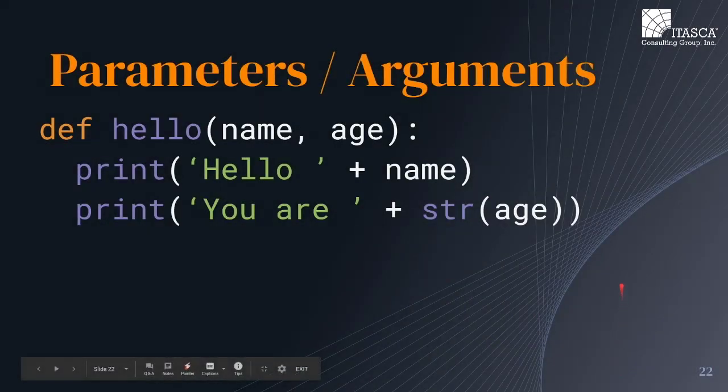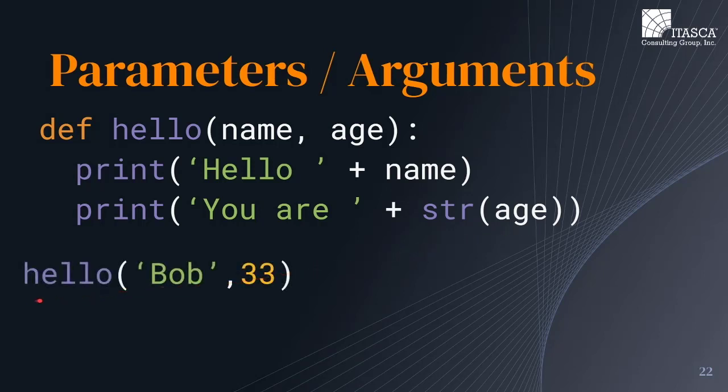Now, arguments and parameters can also be passed to a function. So when defining a function within those parentheses, you can declare the name of variables and arguments which must be passed to that function. So for example, this function takes in a name parameter and an age parameter, and then prints hello with the name and your age with the age cast to a string.